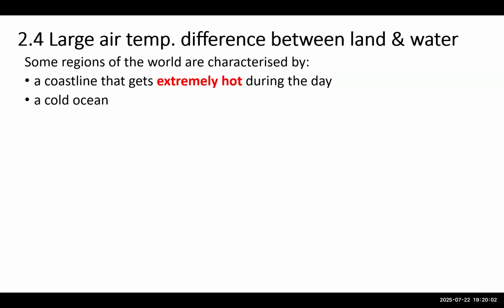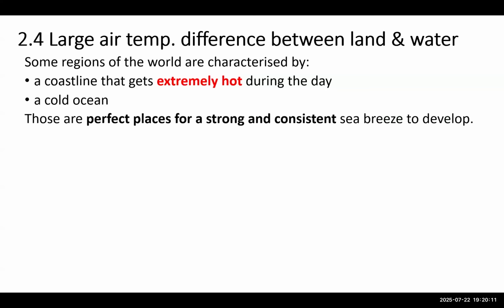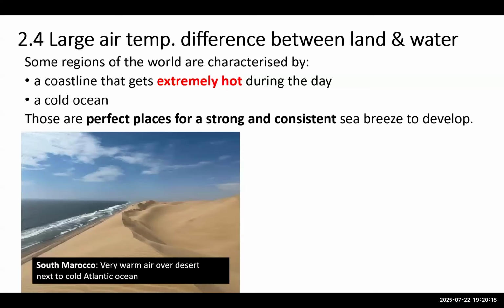Another factor is if you are in a region where there is a very large air temperature difference between the land and the water. So there are some parts of the world where the coastline gets extremely hot during the day and the ocean remains cold. And those make perfect places for a strong and consistent sea breeze. So let's get an example. In the south of Morocco, the Sahara Desert gets extremely hot during the day, talking 50 degrees Celsius, and it's next to a cold Atlantic Ocean, and it creates a sea breeze every day.